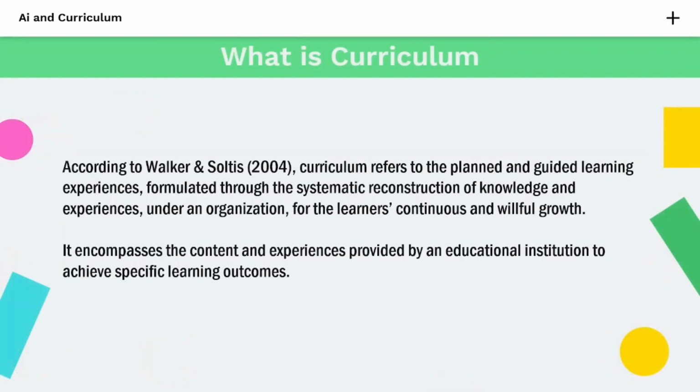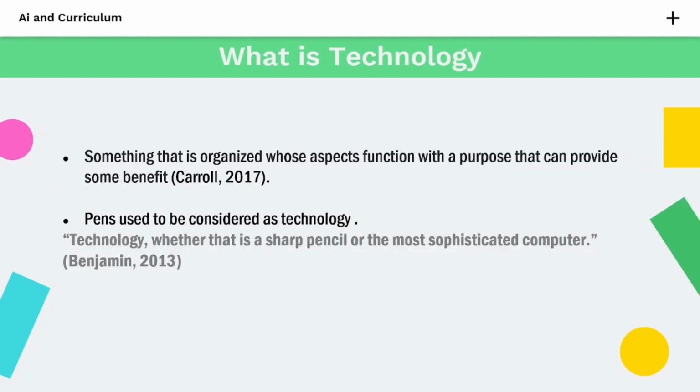So, what is curriculum? Curriculum refers to the planned and guided learning experiences under an organization for learners to continue their growth. Based on that definition, we have three entities. We have the planned guided learning experiences, which is the teacher, then under an organization, which is the school, and then we have the learner itself. So, basically, curriculum design encompasses all the content and experiences provided by an educational institute.